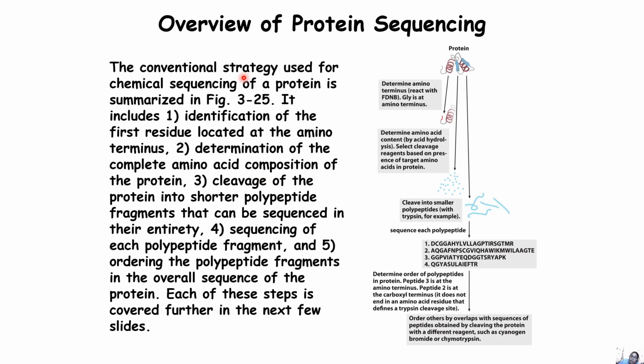If you see, we have to determine the amino terminus because it can react with FDNB, and glycine is there at the amino terminus. Then you have to determine the amino acid composition by acid hydrolysis. Then cleaving into smaller polypeptides is done with trypsin, followed by sequencing of the trypsin fragments, and then determining the order of the polypeptides in the protein. Peptide 3 will be at the amino terminus, and peptide 2 will be at the carboxyl terminus. You can see the overlaps in the sequences of peptides obtained by cleaving the protein with a different reagent, cyanogen bromide or chymotrypsin.